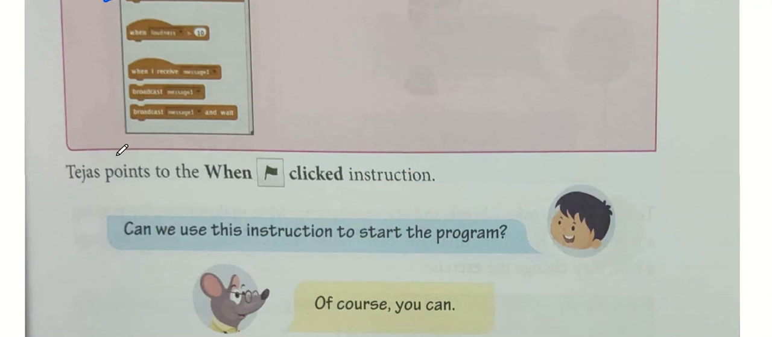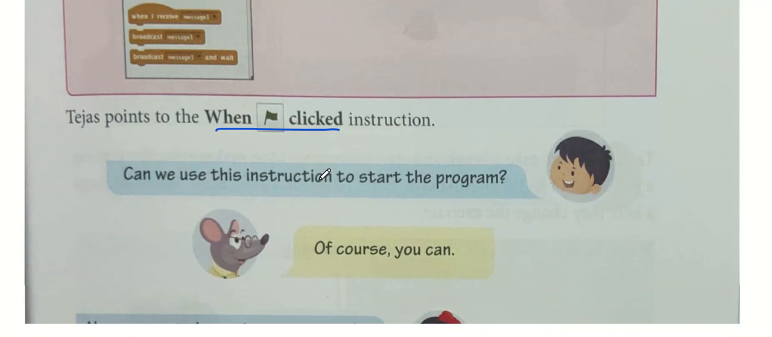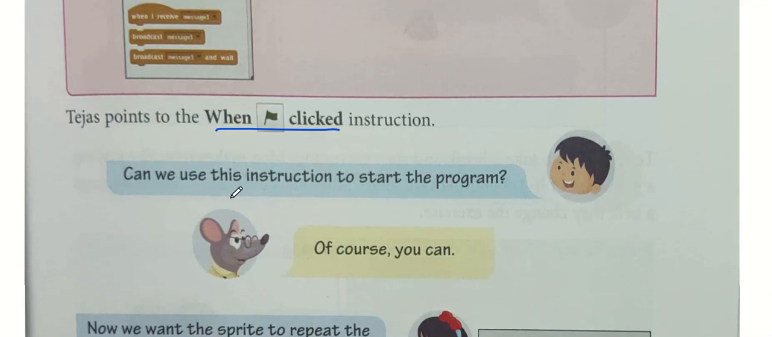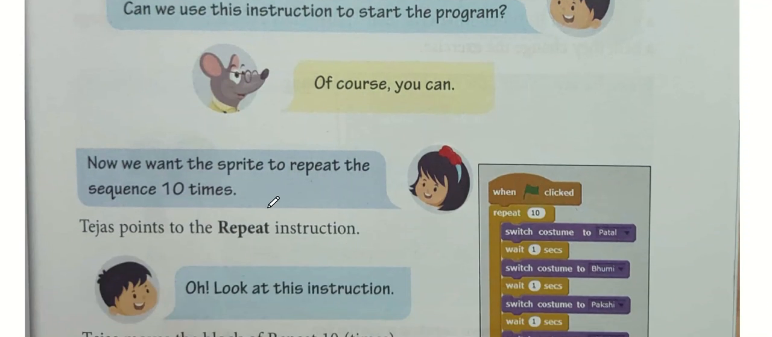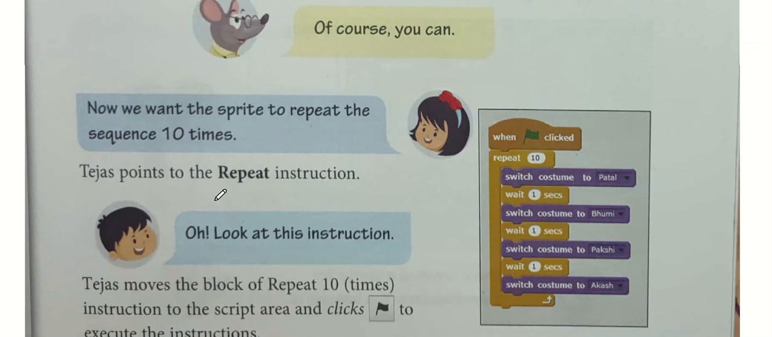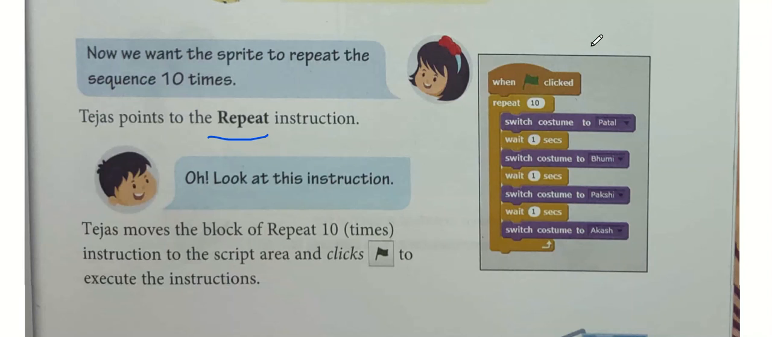Then Tejas points to the when flag clicked instruction. Then Tejas asks, can we use this instruction to start the program? Mose replies, of course you can. Then Jyoti says, now we want the sprite to repeat the sequence 10 times. Tejas points to the repeat instruction. Then Tejas says, oh, look at this instruction. Here you can see the code.